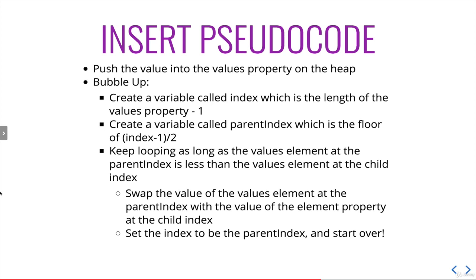It's in the right spot. And you keep repeating that process as long as the values element at the parent index is less than the values element at the child index. Or the other way around, as long as the child is larger than the parent, keep swapping. So you'll swap, and then you'll reset the index to now be the parent index. So you're moving it, right?